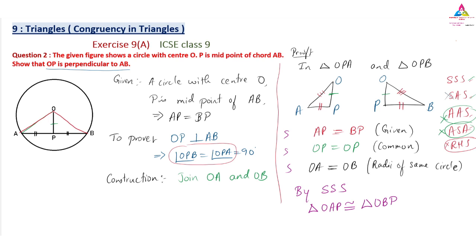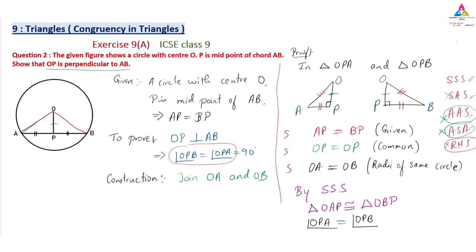And whether this is your answer, actually it is not your answer. We have proved the two triangles are congruent, that's all. We have not proved anything else. What they have told us to prove is that OP is perpendicular to AB, that is the thing we have to prove. So how to prove this? We will use CPCTC. If the two triangles are congruent, obviously this angle P must be equal. So angle OPA must be equal to angle OPB.